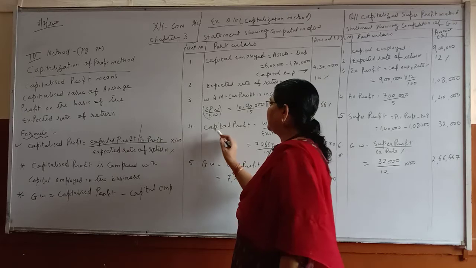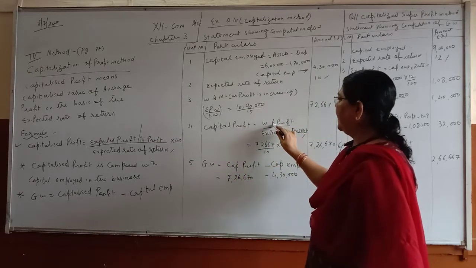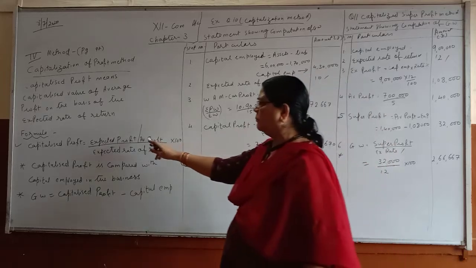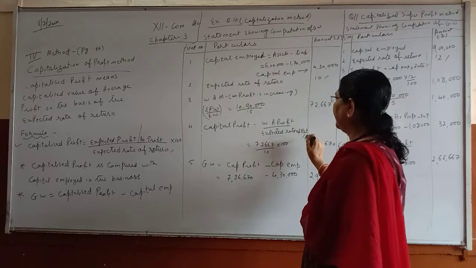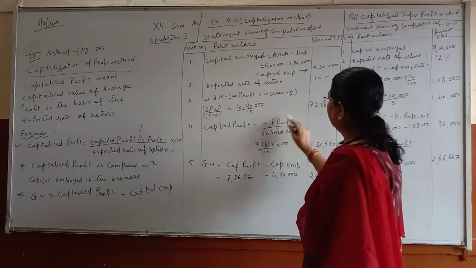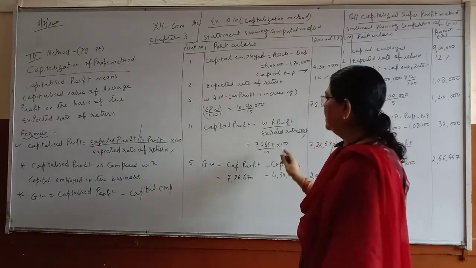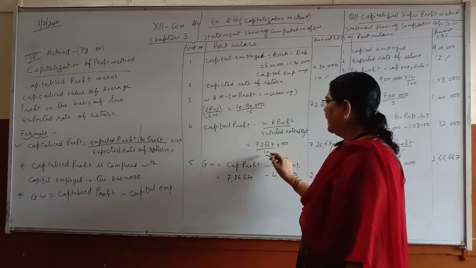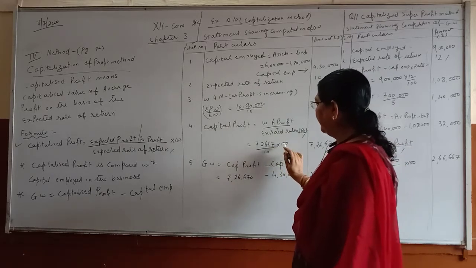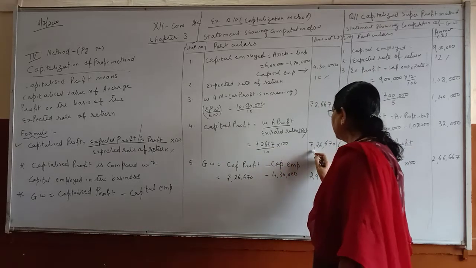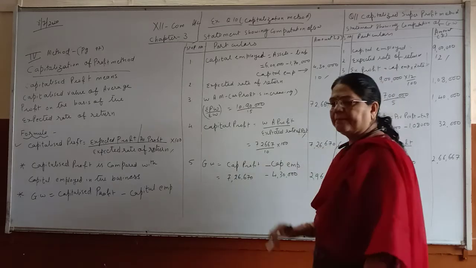Fourth step is our capital profit. Capital profit means weighted average profit. This formula, average profit divided by expected rate of return in percentage. So weighted average profit is 72,667, and 10% is our expected rate, multiplied by 100. You will get 7,26,670.